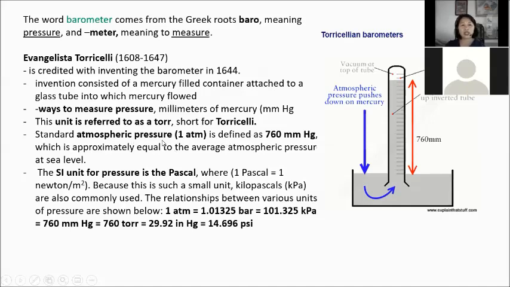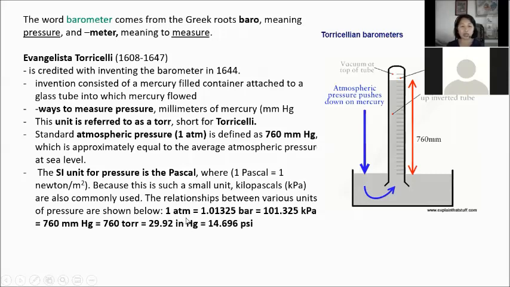Standard pressure is 1 atm. This is defined as 760 mmHg or millimeters mercury, which is approximately equal to the average atmospheric pressure at sea level. So the SI unit of pressure is Pascal or Pa. So 1 Pascal is equivalent to 1 Newton over square meter. So usually may mga unit din na kilopascals, no, commonly used. And ito yung relationship ng mga units ng pressure.